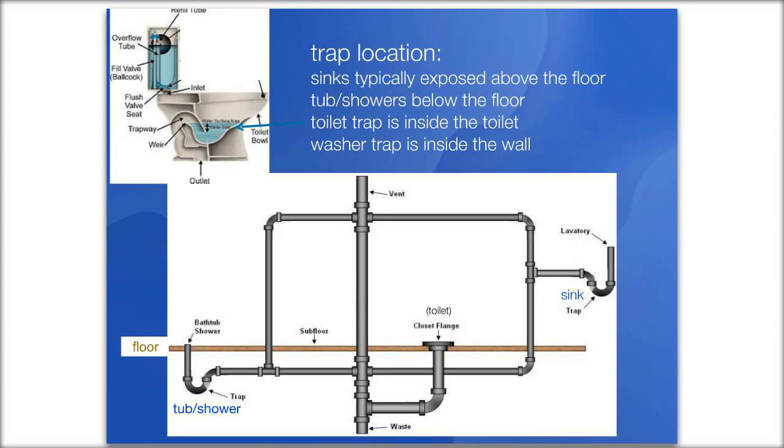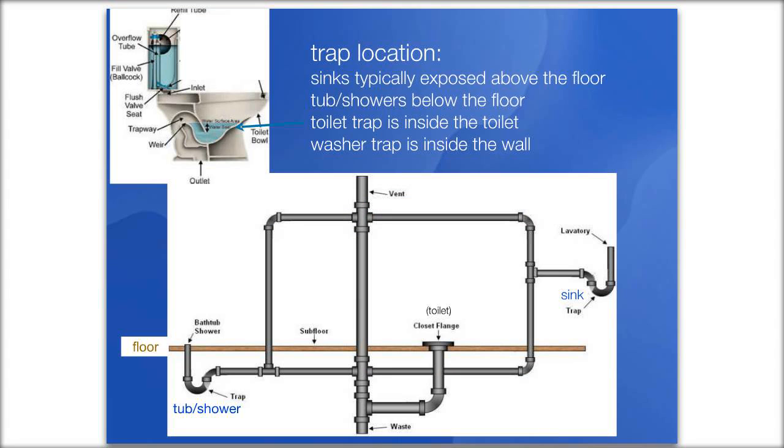Locating traps. It's helpful to know where the traps are located for different fixtures. Sinks typically have the trap right underneath the sink above the floor. So it would either be in the cabinet that the sink sits in, or if it's a wall-hung sink, that would be visible right under the sink.